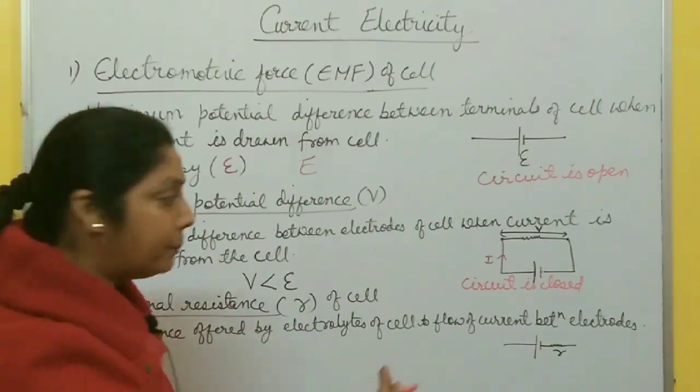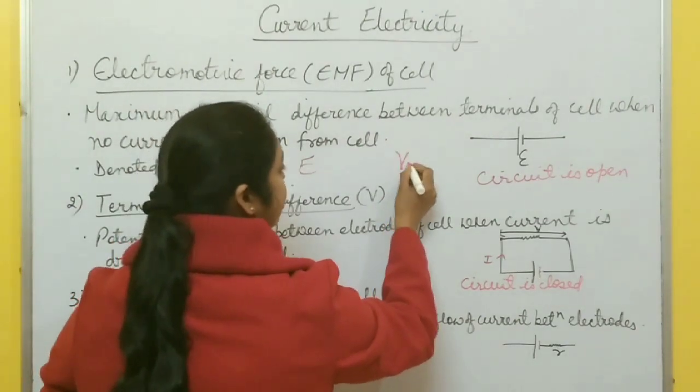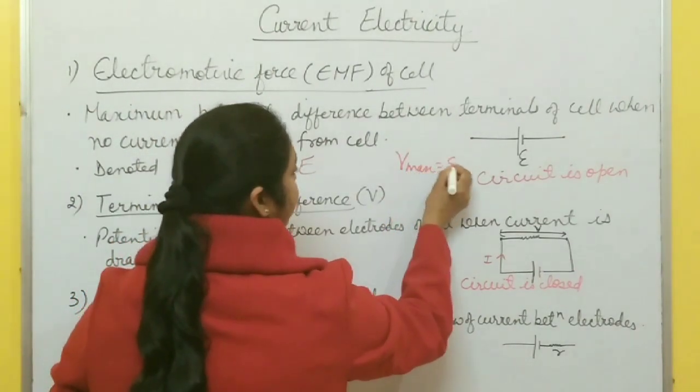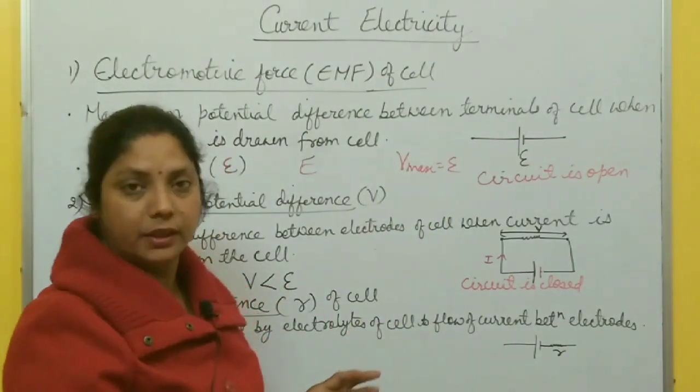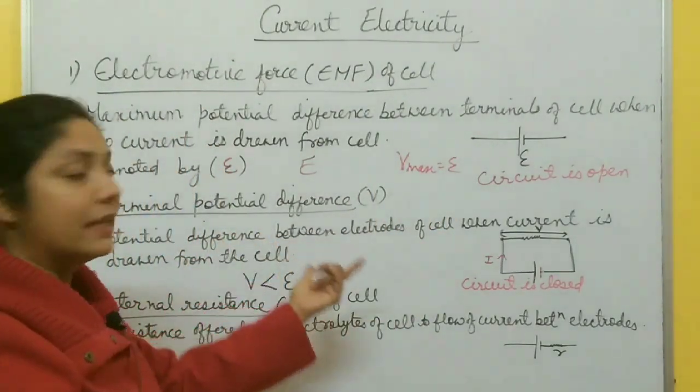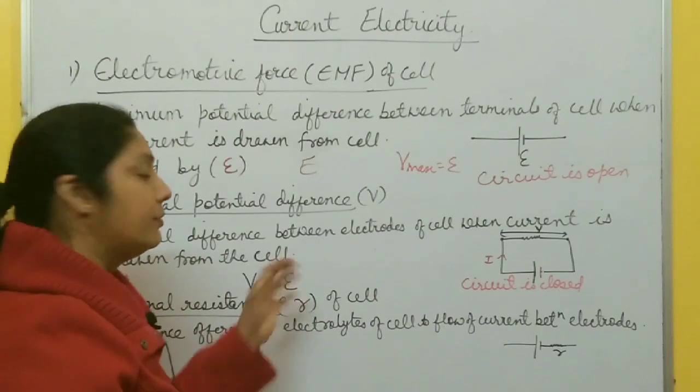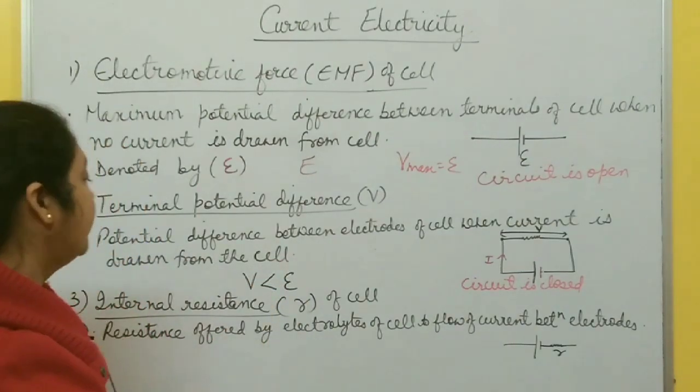And when the cell is open, that time is the maximum terminal potential difference. At this time V equals E. But when the cell is used, then V is always less than E, right?